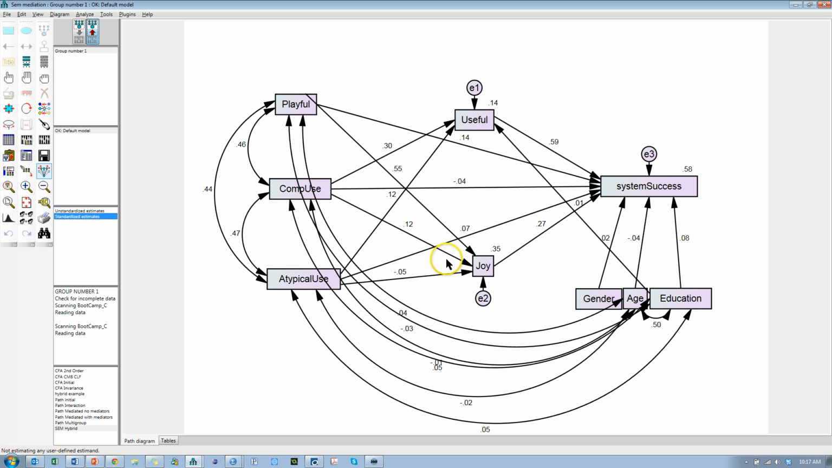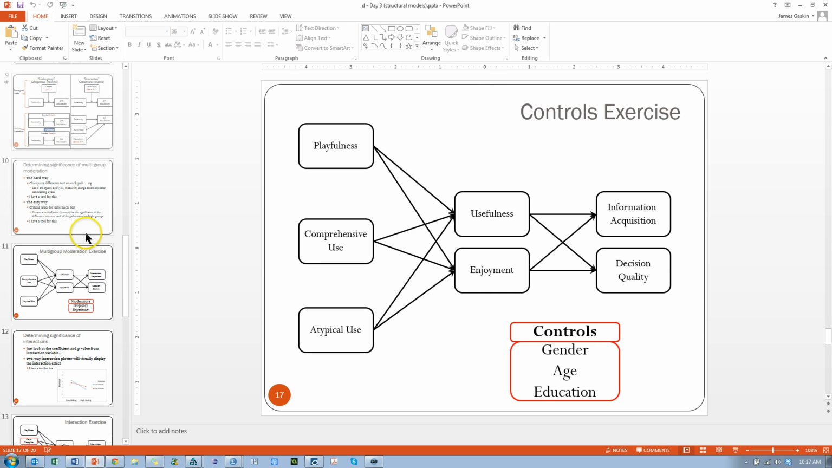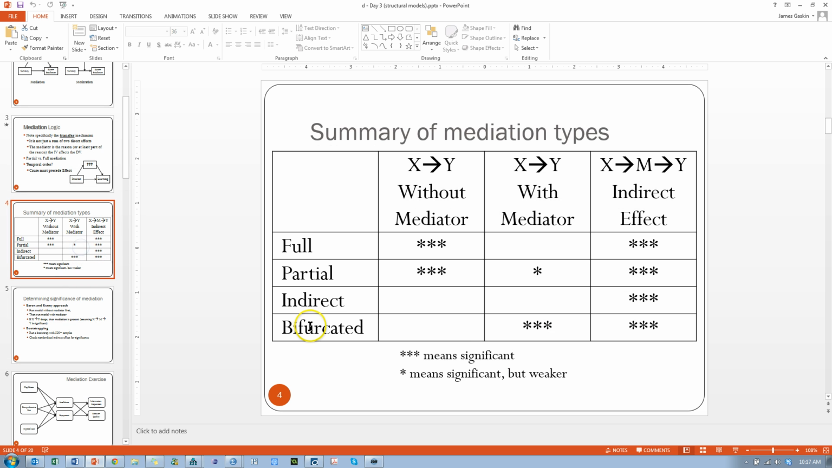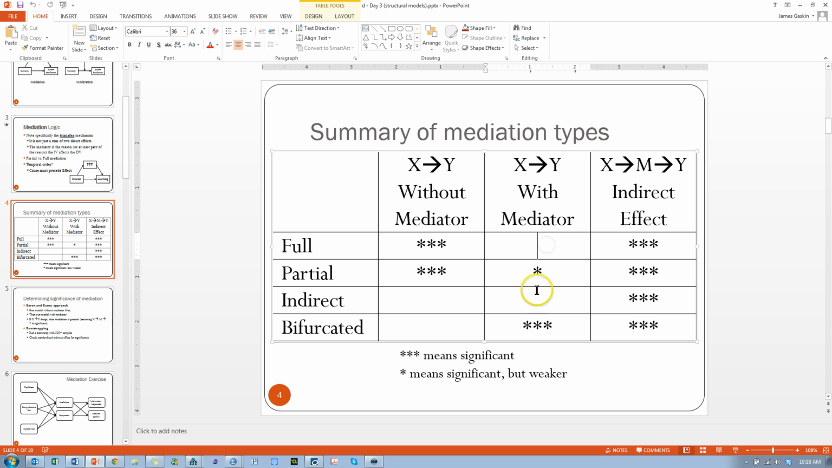Yes. We cannot assume mediation if there is no significant direct relationship between the dependent and independent. Right. Where did that table go? Here. Notice for these two, without the mediator, no significant effect. Direct significant effect. With the mediator, no direct significant effect. So yes, we can still theorize about mediation.